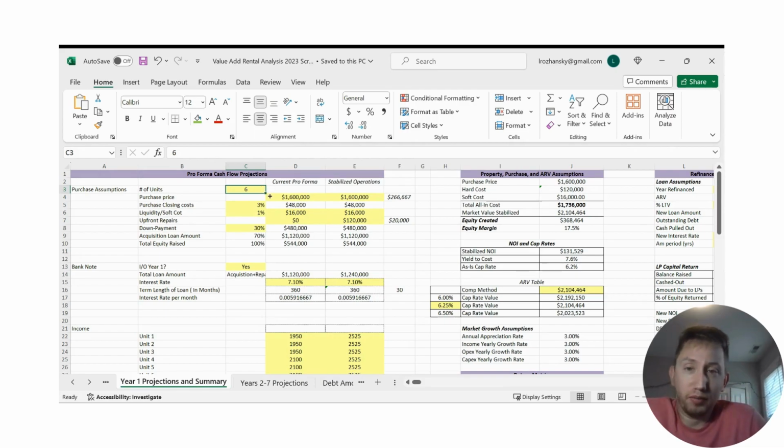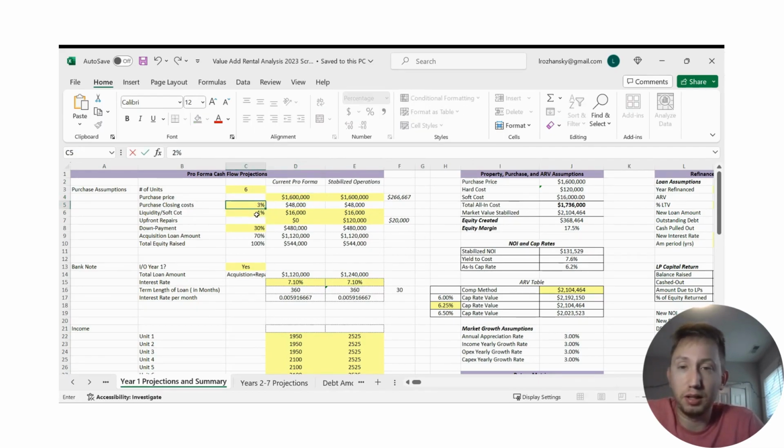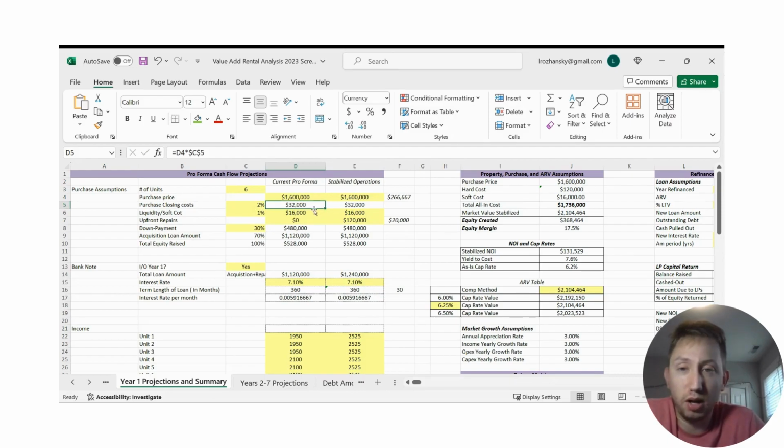So start with number of units, right? So in this case, I already have plugged in a deal I was looking at a short while ago. It was a 6-unit deal that was asking 1.6 mil. So we're going to put that right in. Closing costs, depending, this is probably a little high. Depending on what your closing costs are, you can input them right in here. We have a liquidity and, this should say soft cost, not caught.